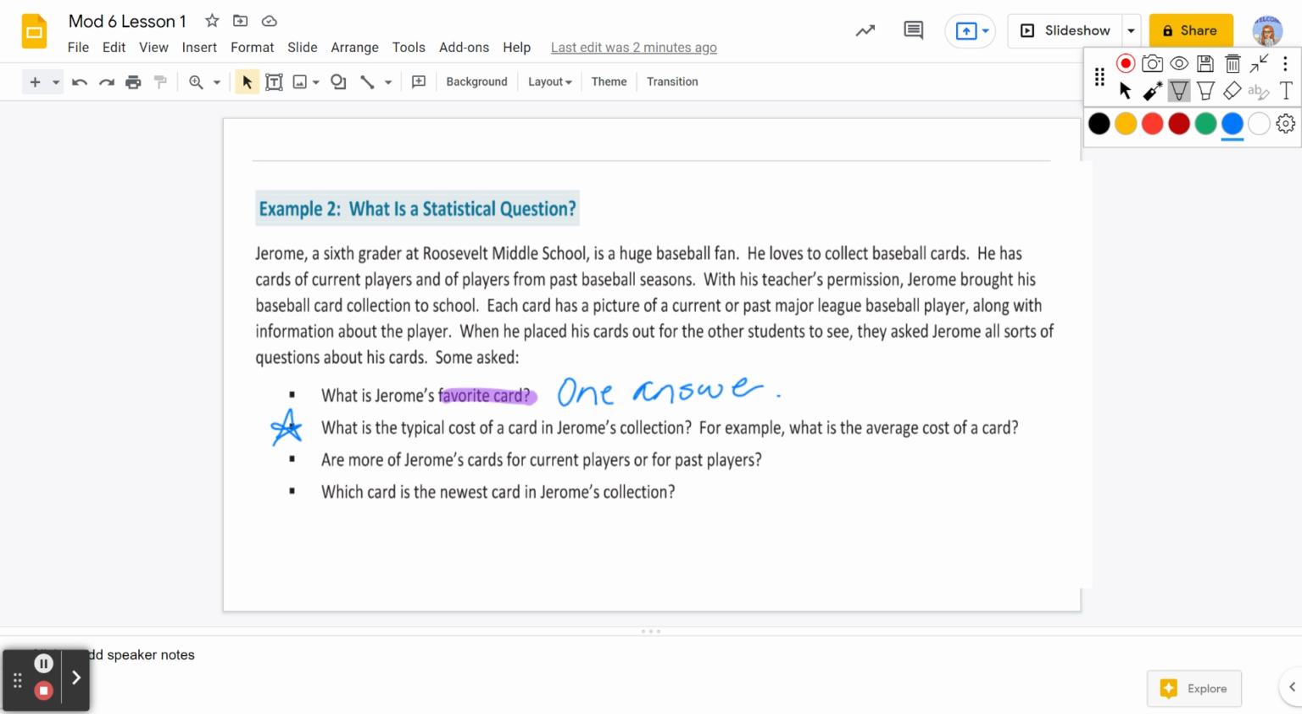The next one, are more of Jerome's cards for current players or for past players? So that one, you could think, well, it could be answered by one thing, current or past, but you wouldn't know that unless you collected data. So you would have to collect data on that question to decide what that would be. You have to collect data on the current players, on the past players, so you'd have to check out the different years and when they were playing for each. So that one, you definitely would have a statistical question.